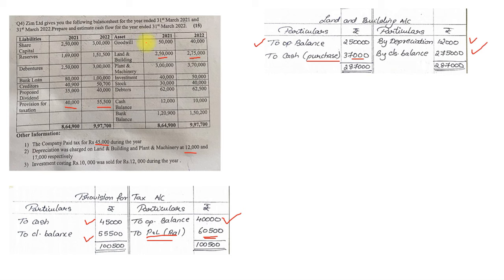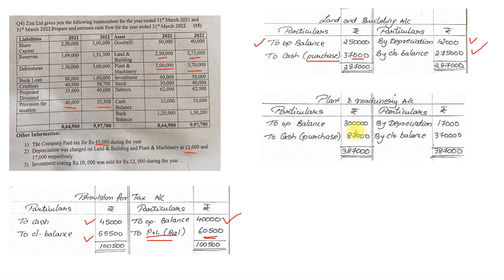Similarly, for plant and machinery, opening is 3 lakh, closing 370, depreciation is 17. So 3 lakhs, 370, 17. Tally, we get 87,000 as cash purchases. Last, an investment costing 10 was sold for 12,000. Investment's opening is 40,000, closing is 50,000. You're selling it for 12,000, making a profit of 2,000.